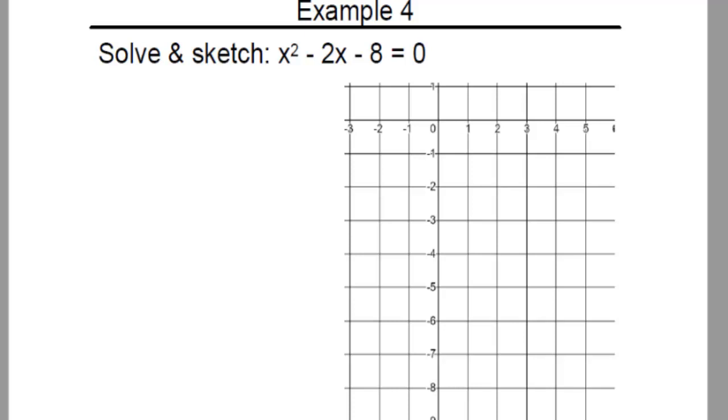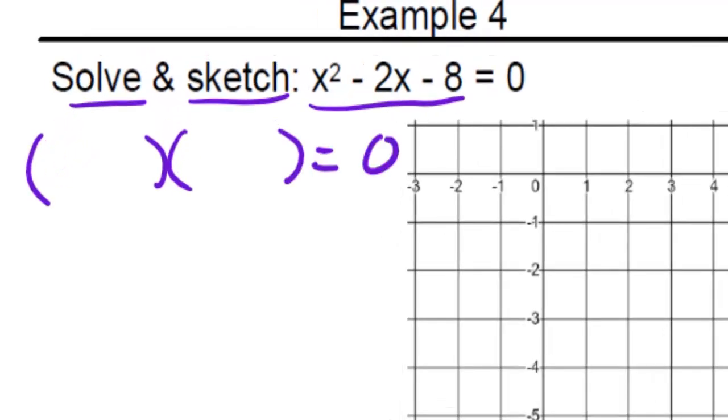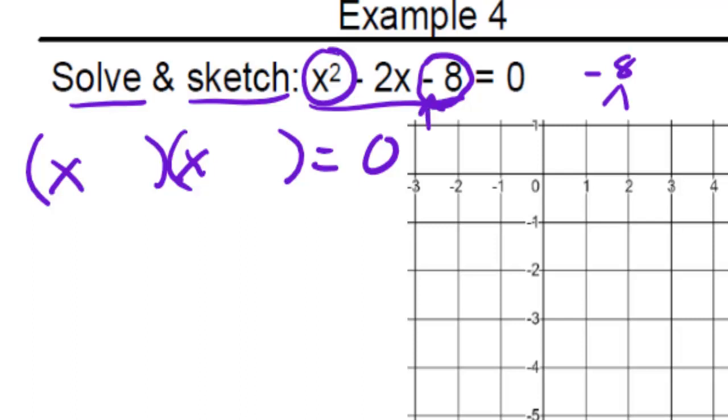Okay, so they're asking us to solve again, but also go a step further and sketch. But we also have a trinomial. So I'm going to write my binomial setup here. Two binomials multiplied together will give me 0. Factors of x squared are x and x. Then I want to find the factors of negative 8, which is our c term. So the factors of negative 8 that have a difference of negative 2. So it looks like it's going to be negative 4 and positive 2. So I put minus 4 and plus 2.